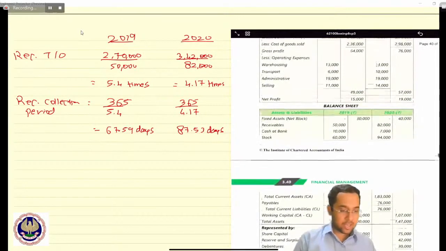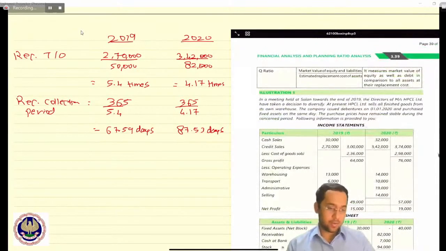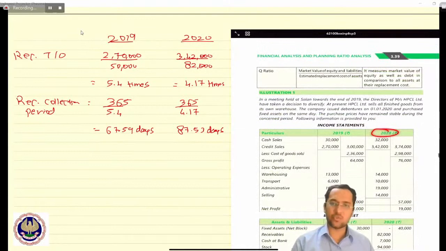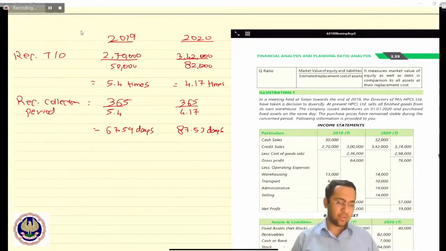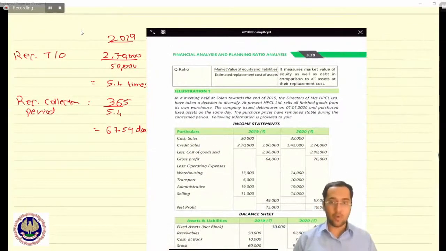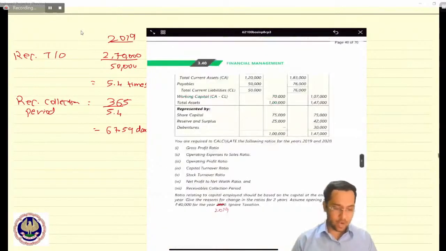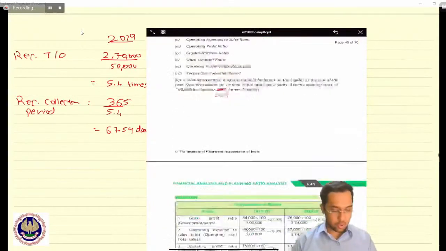Can we take average debtors of 2020? Yeah, we can, but just to maintain uniformity, since we are taking closing debtors, let's maintain that uniformity. Okay, so with that, we have completed question number one. I hope it was good with you.